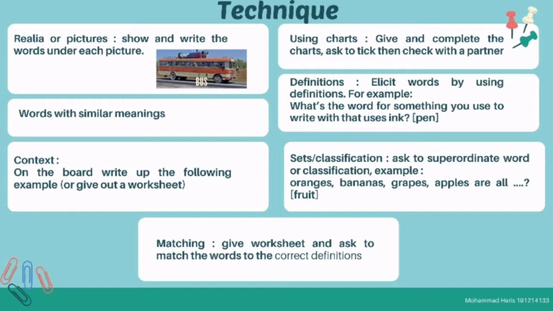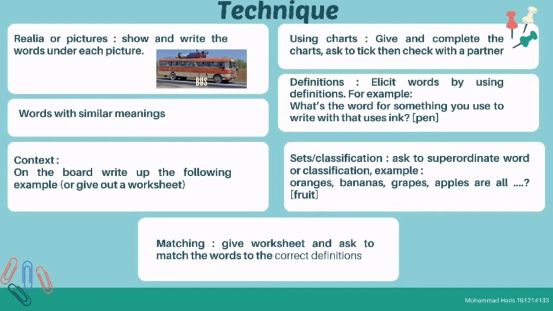Words with similar meanings. Definitions: elicit the words by using definitions. For example, what's the word for something you use to write with that uses ink? And the answer is pen.